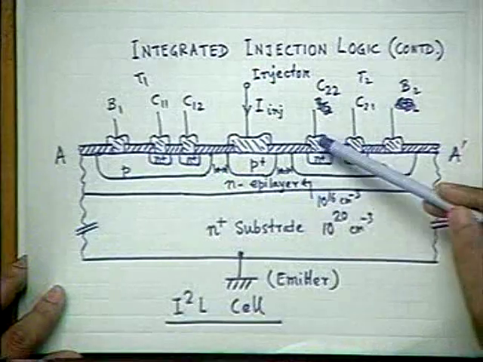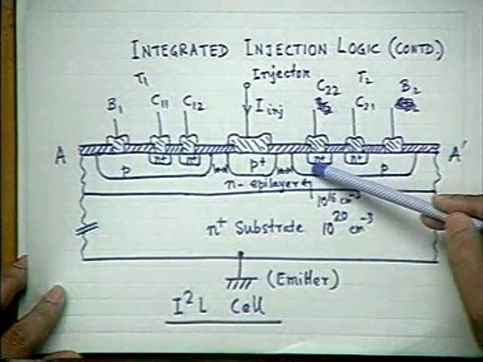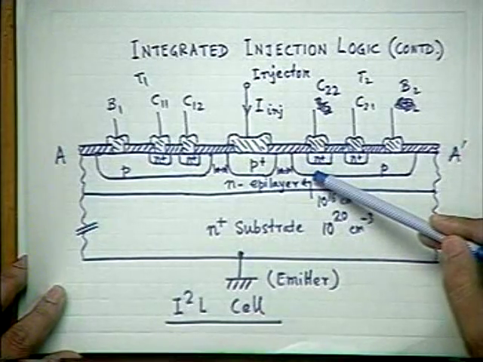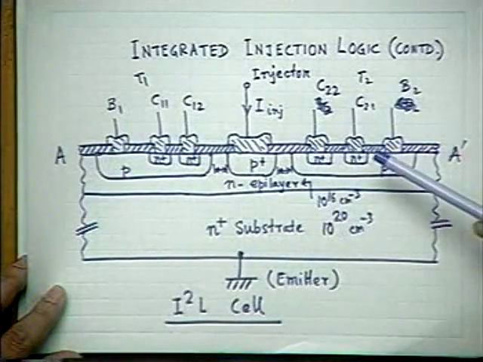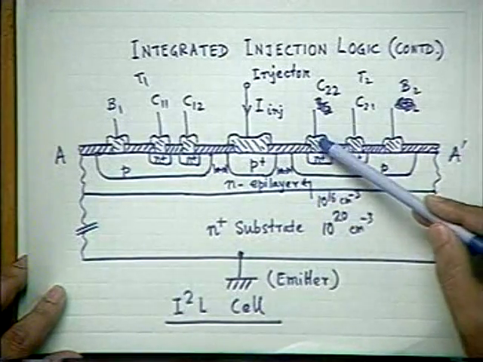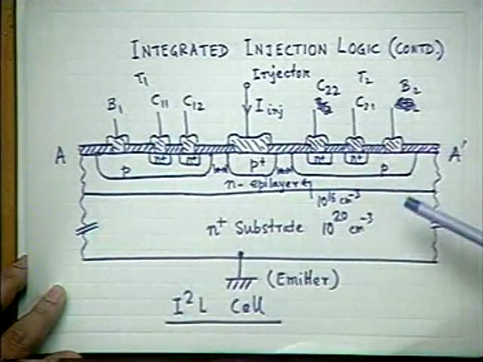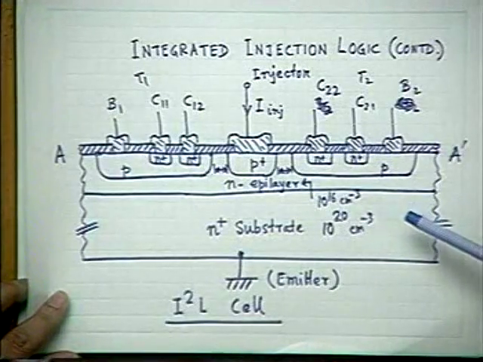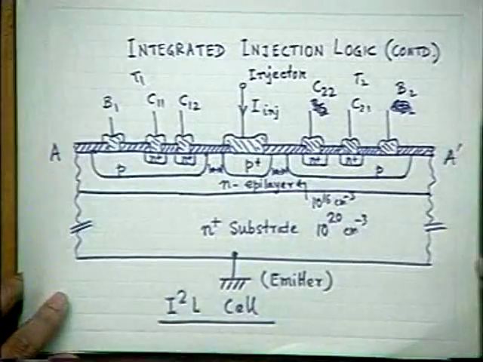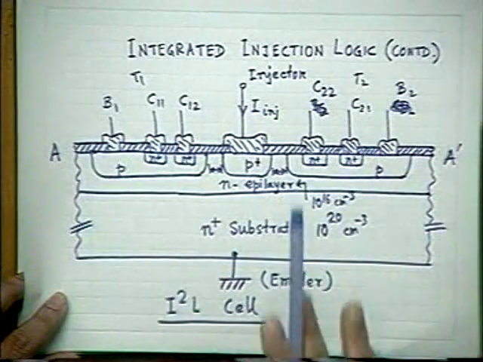In the forward mode, when this is emitter, this is base, and this is collector, because the N plus P junction has a very high injection efficiency, the beta or alpha is very large. Whereas in the reverse mode, the beta is usually quite less. It varies from 5 to 15 maximum.